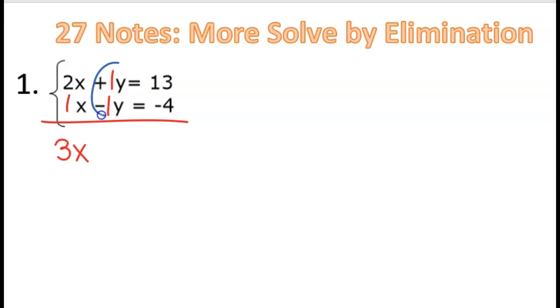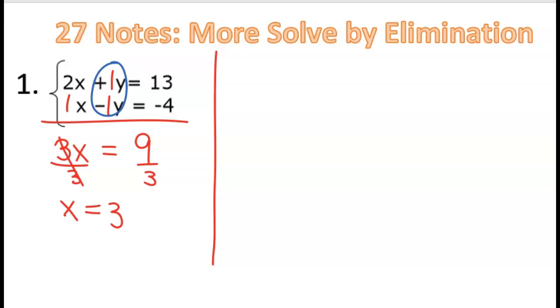What happens when I add up this column? What happens to a positive 1 and a negative 1? Cancels out, eliminates. And then this would be equal to... divide by 3, divide by 3, x equals 3.